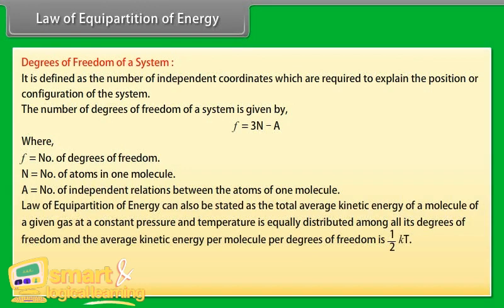Law of equipartition of energy can also be stated as the total average kinetic energy of a molecule of a given gas at a constant pressure and temperature is equally distributed among all its degrees of freedom, and the average kinetic energy per molecule per degree of freedom is half kT, where T is equal to temperature of gas.